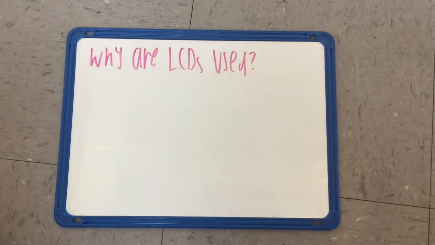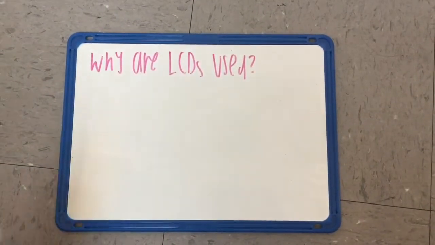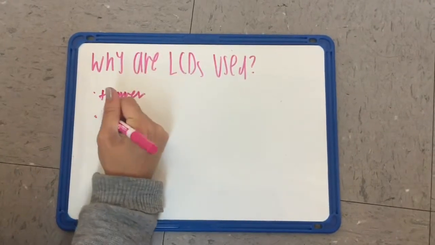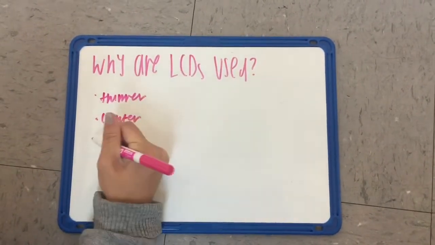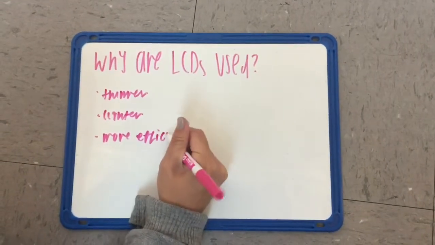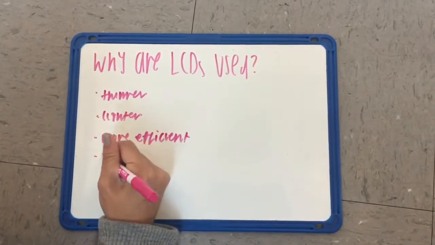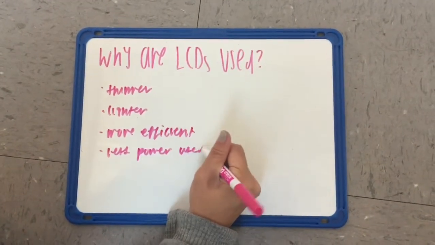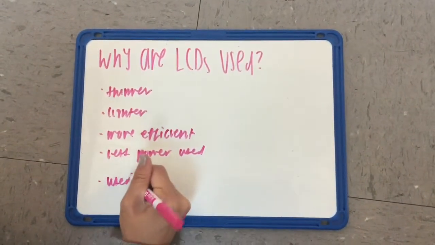So why are LCDs used? LCDs are used because the liquid crystals are thinner, lighter, and are much more efficient and use less power than other devices such as cathode ray tubes. You can see them applied today in things such as TVs, CDs, and computers.